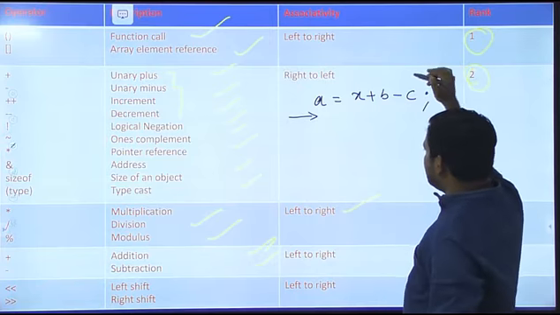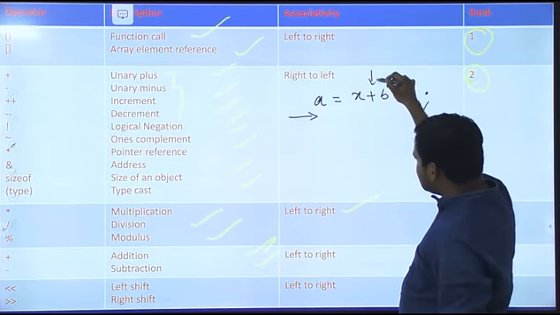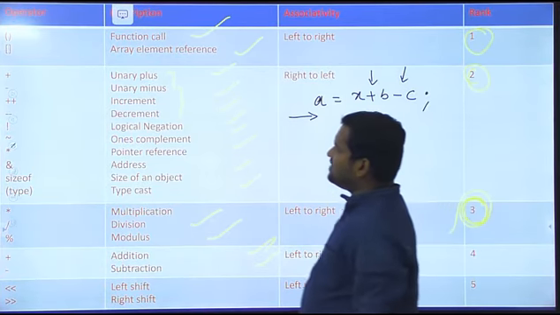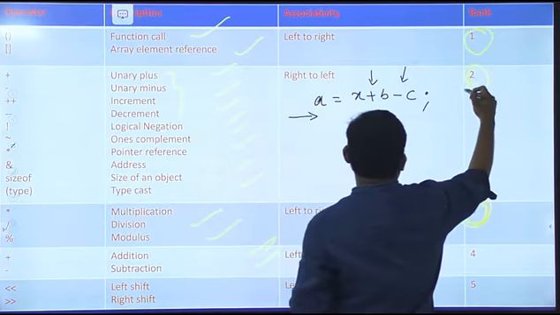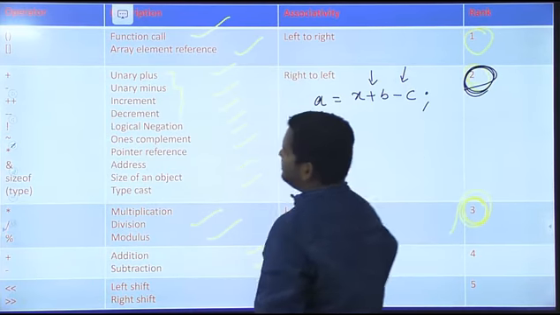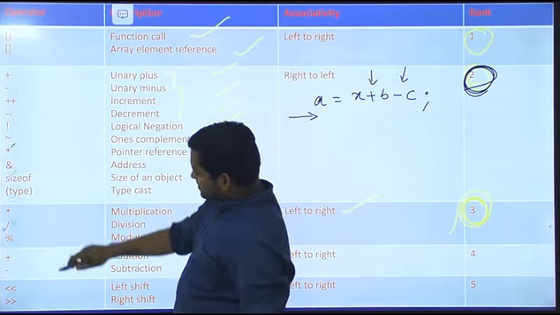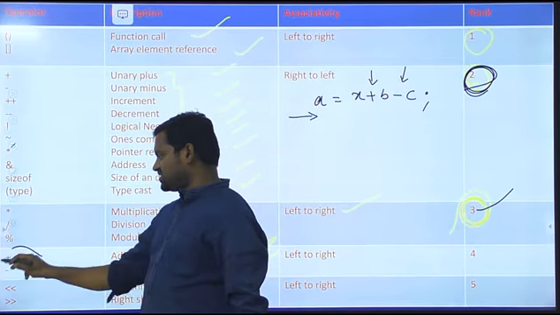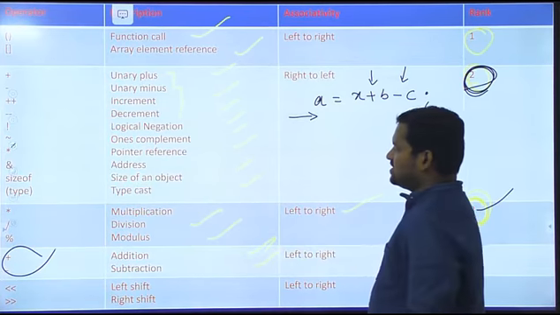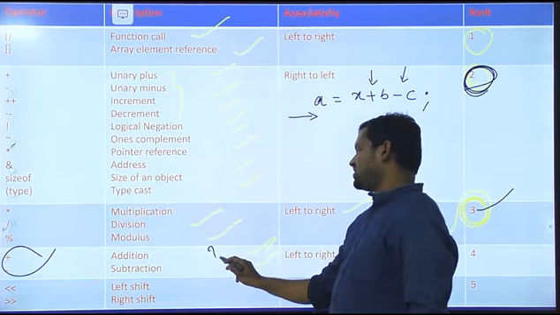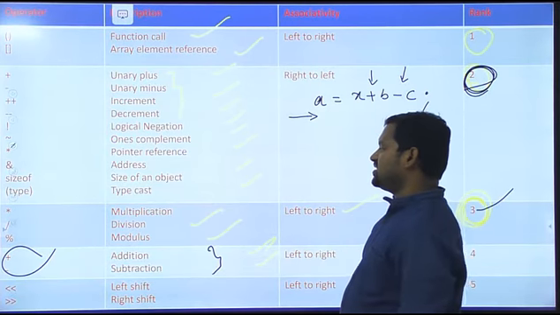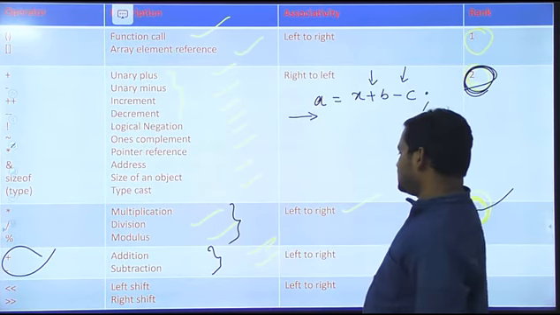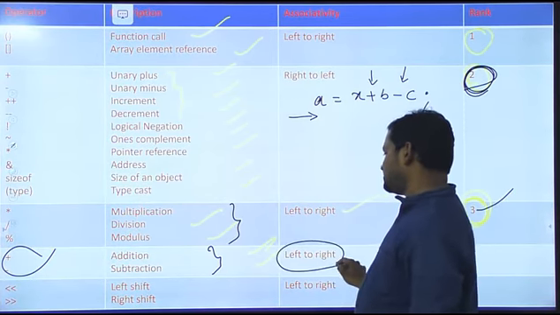Associativity. Now, how many operators are there here? Plus and minus. Both are operators of the same precedence, level 3. Addition and subtraction have the same precedence. Division, multiplication and modular division are in the same category of precedence. So left to right associativity is followed.